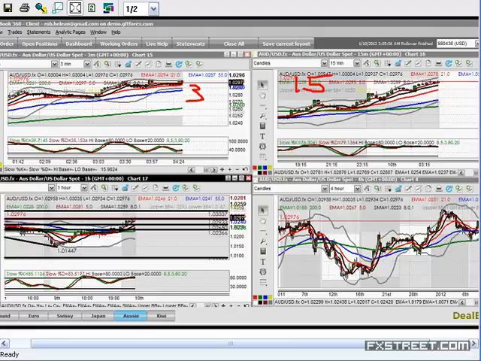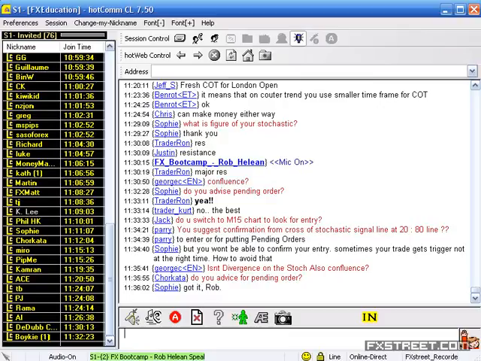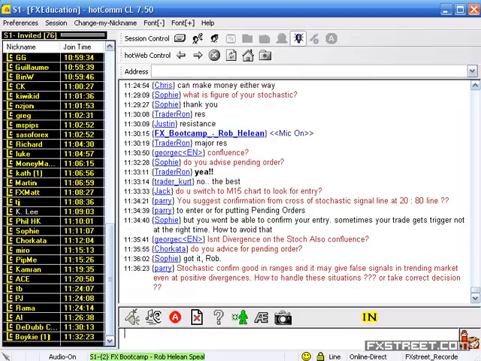George, divergence on the Stokes, as I just mentioned on the pending orders. Pending orders are going to work if you don't have time to wait for the confirmation. But once again, you've got to test it, right? So this is what George is asking, and it's actually an example right here.